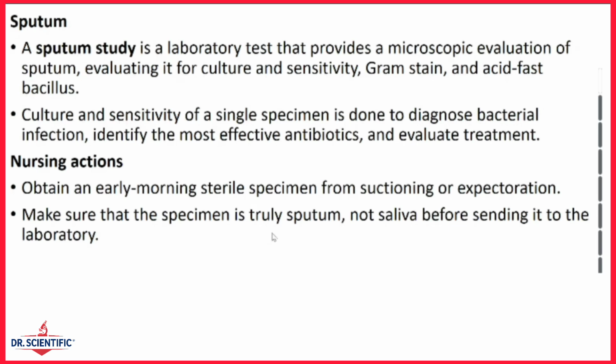The next procedure is sputum study or sputum examination, where we do laboratory analysis of expectorated mucus from the lungs and the bronchi, mostly to diagnose respiratory infections. So this one helps to identify microorganisms, abnormal cells, or the presence of blood or pus in respiratory secretions. Usually this helps to identify the causative organism in respiratory infection.